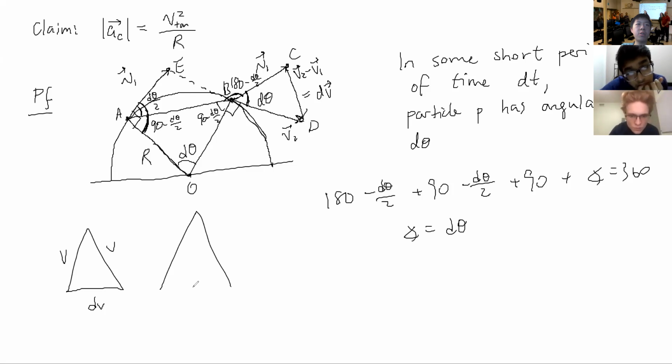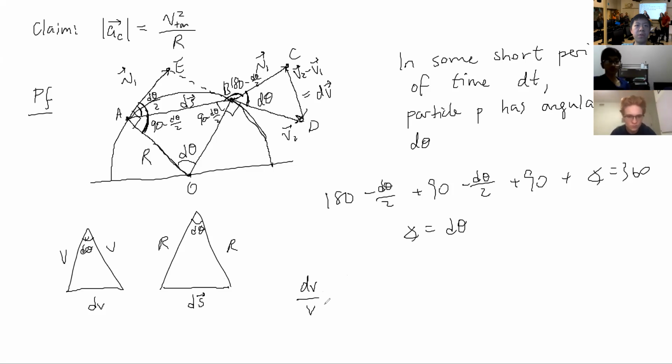Similarly, we have another triangle here, and this is angle d theta. Then you have R, and this is ds, which is the instantaneous displacement, the distance traveled by the particle. From similar triangles, we can write out ratios: the bottom to the side is equal to the bottom to the side. So dv over v is equal to ds over r.